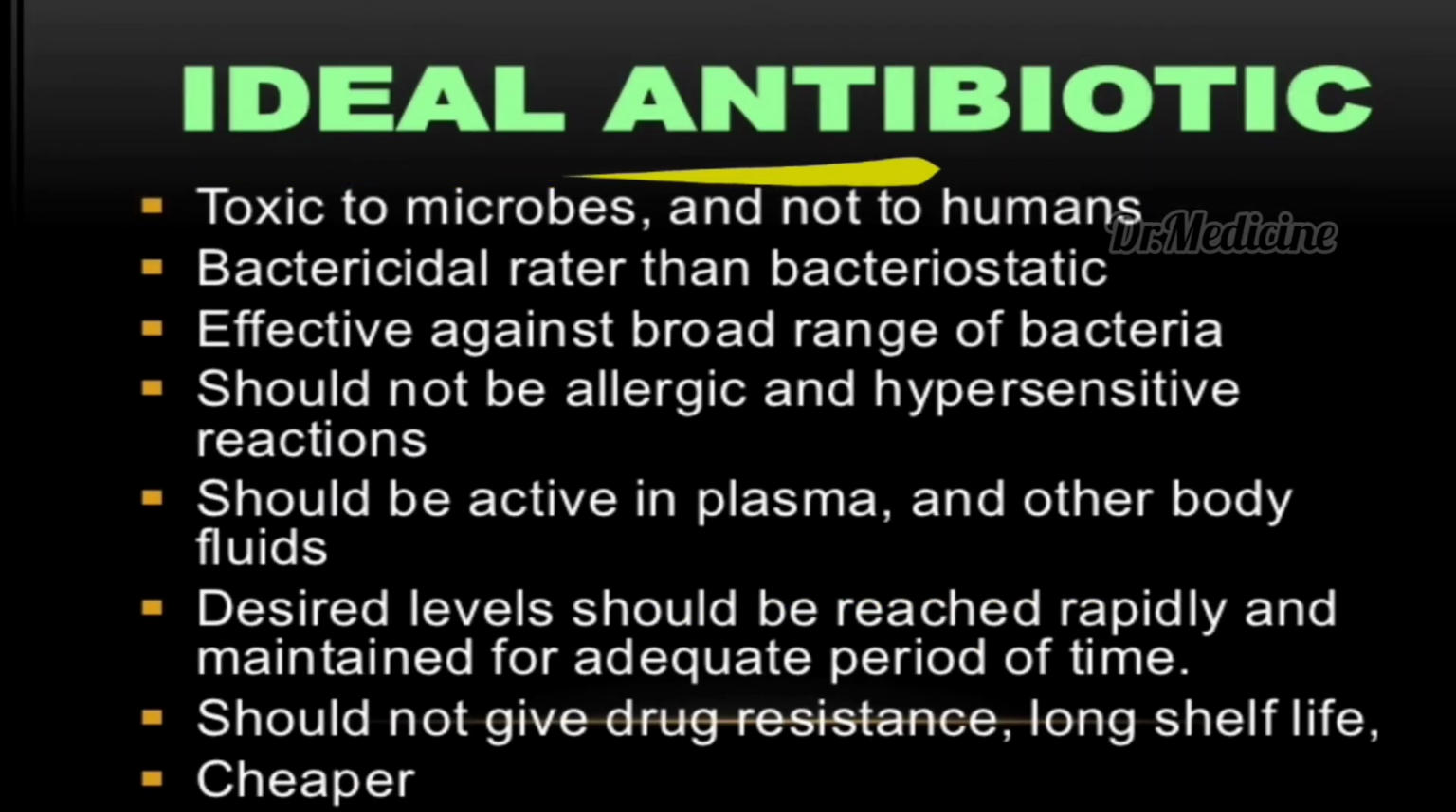Ideal characteristics of antibiotics. Antibiotics should be toxic to microbes and not to humans. They should be bactericidal rather than bacteriostatic. They should be effective against a broad range of bacteria. Antibiotics should not be allergenic. They should be active in plasma and in other body fluids. Desired level should be reached rapidly and maintained for an adequate period of time, and they should not give drug resistance, and they should be cheaper.